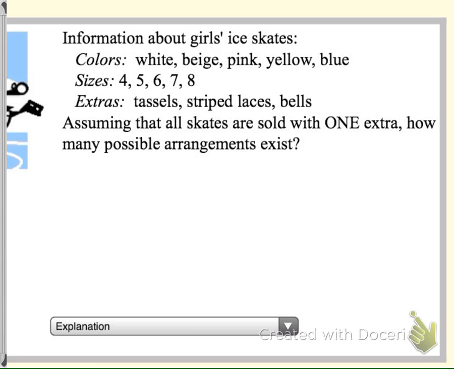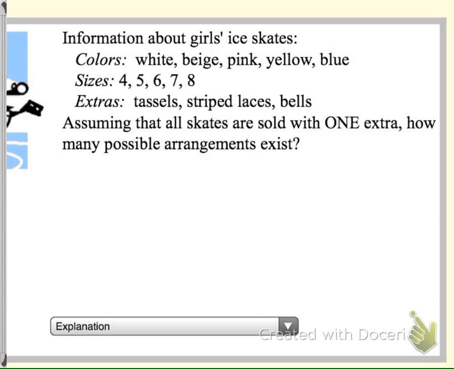Okay, information about girls' ice skates. You have colors: white, beige, pink, yellow, and blue. You have sizes 4, 5, 6, 7, and 8. And you have extras: tassels, striped laces, and bells. Assuming that all skates are sold with 1 extra, how many possible arrangements exist? So Lauren, you're going to go ahead and push pause.